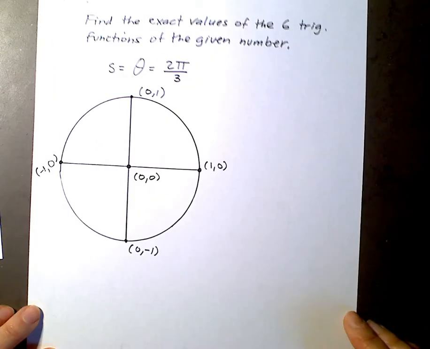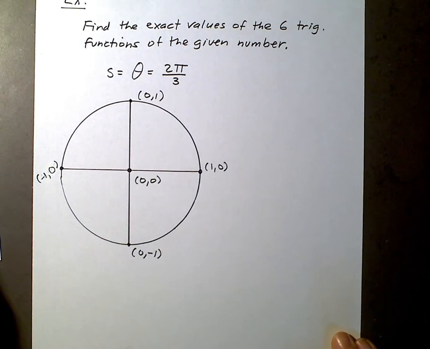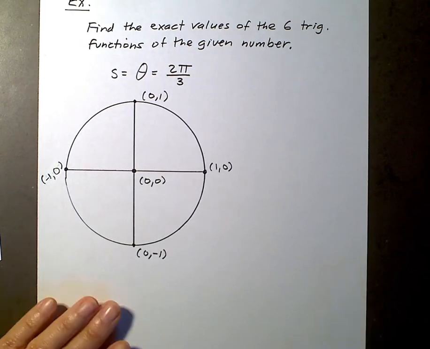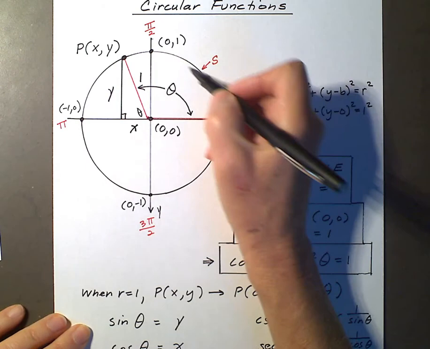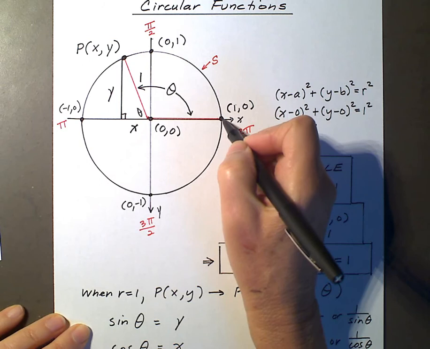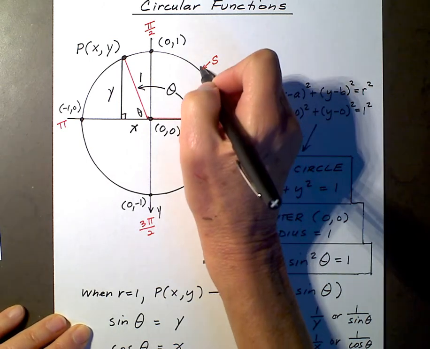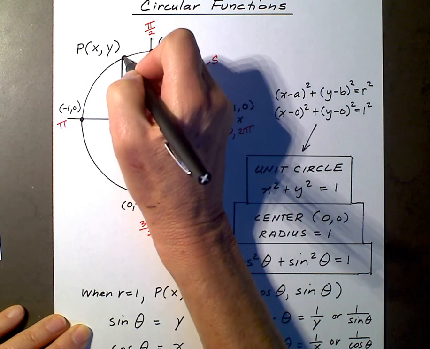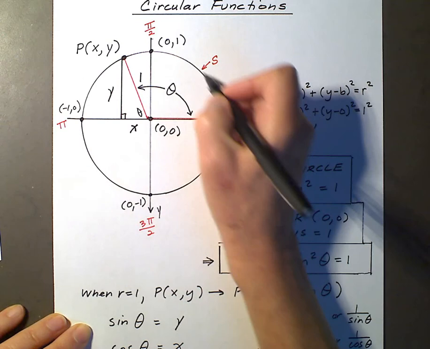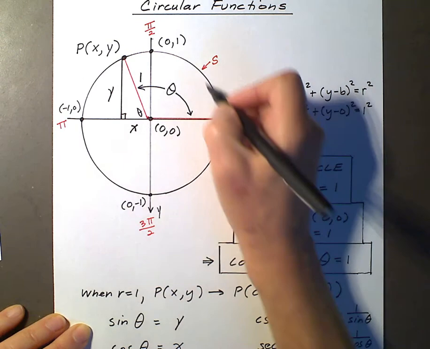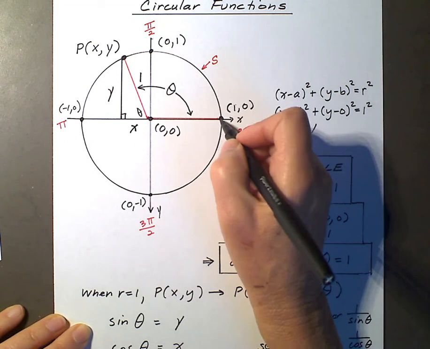So we're asked to find the exact values of the 6 trig functions of a given number. And let me go back for 1 minute to describe why we call this a circular function, because we imagine a point or a particle starting at this point 1, 0 and traveling along the arc of the circle here and stopping at a certain point. And then these functions end up repeating themselves over and over as you go around and around the circle. So the function s is this distance that I travel here.